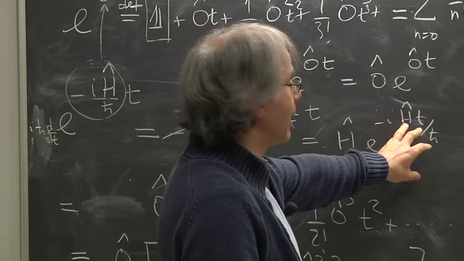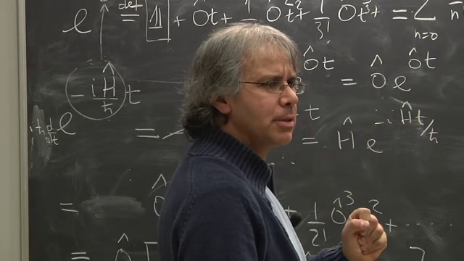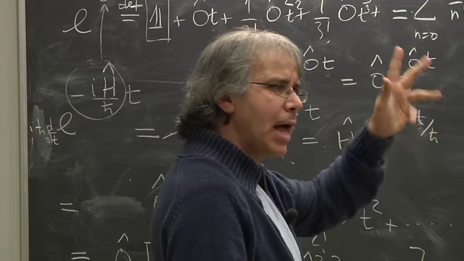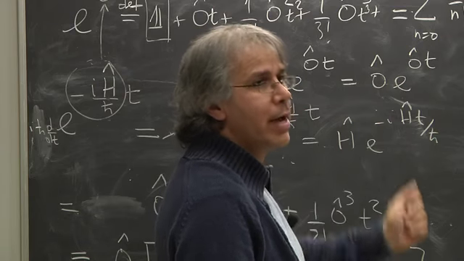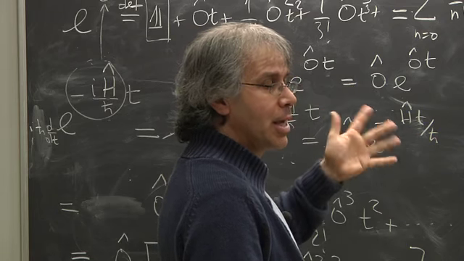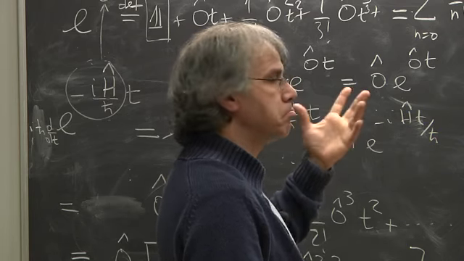The object is an operator. It's in fact a complicated operator. Not only H appears. H is already Laplacian plus V. H squared appears. H cubed, H to the fourth, all powers. And you can imagine how messy it is.